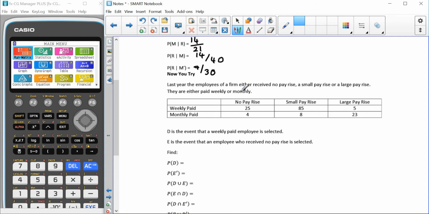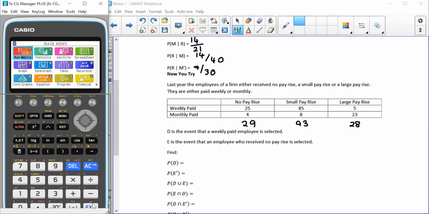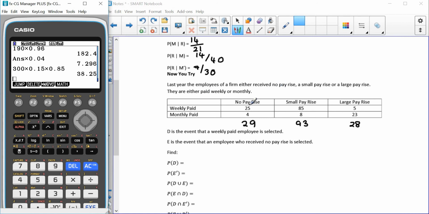Now this time we have not got the totals added to our table. So I'm going to start off by adding those on because it's going to make finding probabilities later on much easier. So my total for no pay raise is going to be 25 add 4, which gives me 29. For a small pay raise, that's going to be the 85 plus 8, which gives me 93. And for the large pay raise, that's 5 add 23, which gives me 28. Remember, you have a calculator in the exam, so you can use this to help you to add up.